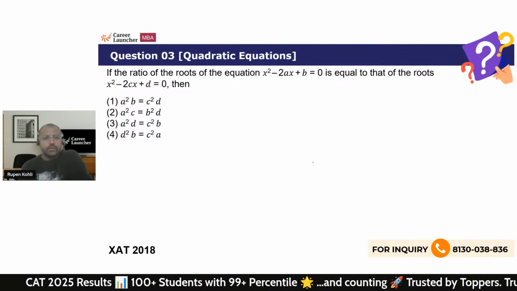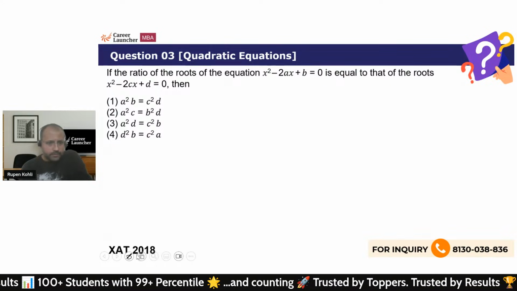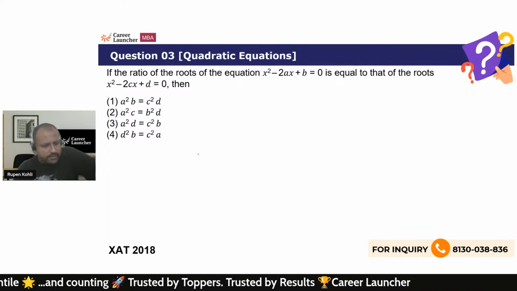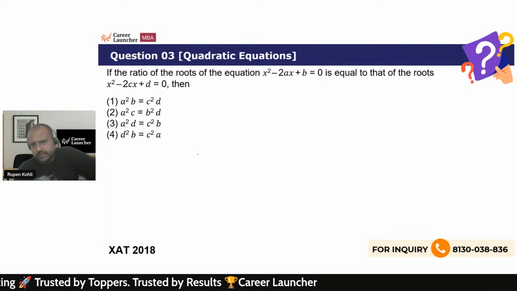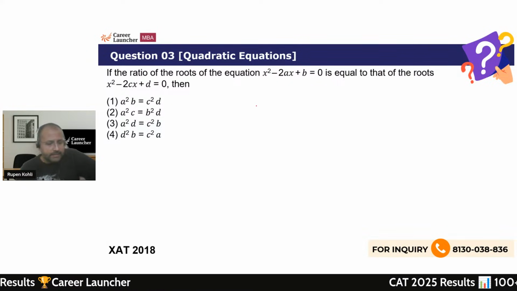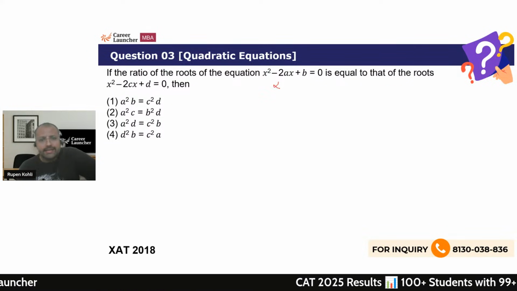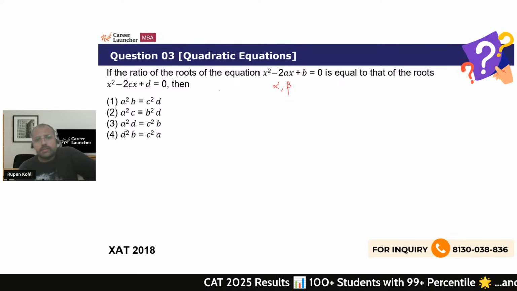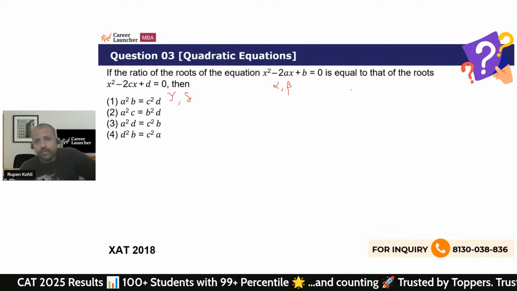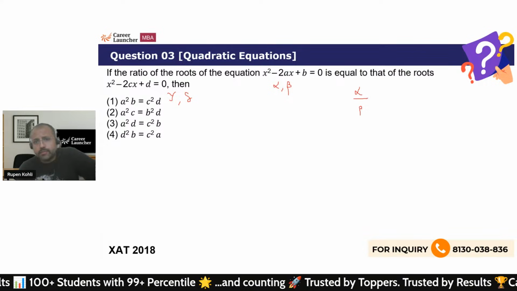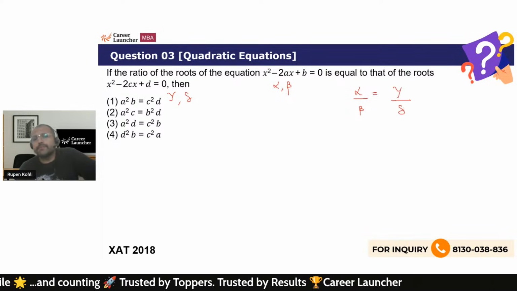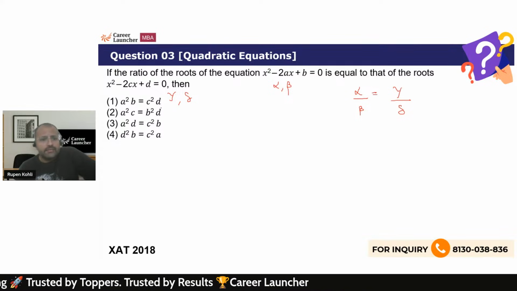Right. So in this question, we have to derive some kind of relationship between the coefficients, right? The ratio of the roots is equal. Very interesting. Let's say alpha and beta are the roots of this equation. Let's say gamma and delta are the roots of this equation. What we are given is alpha over beta equals gamma over delta. That is given, right? And you have to derive some kind of relationship.